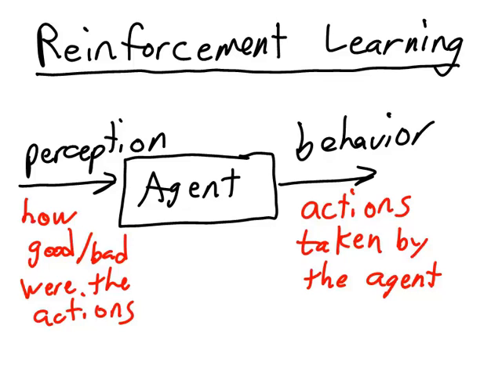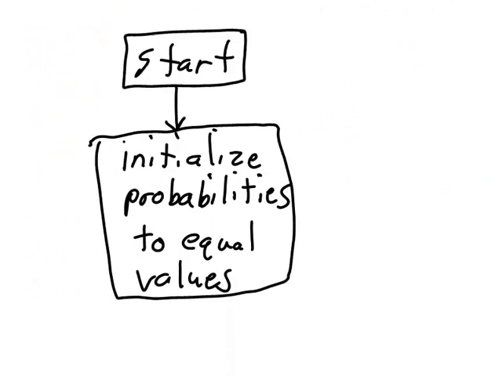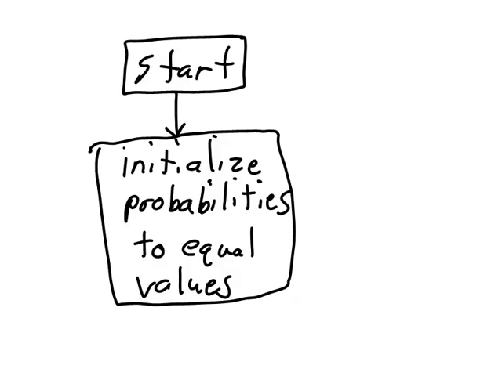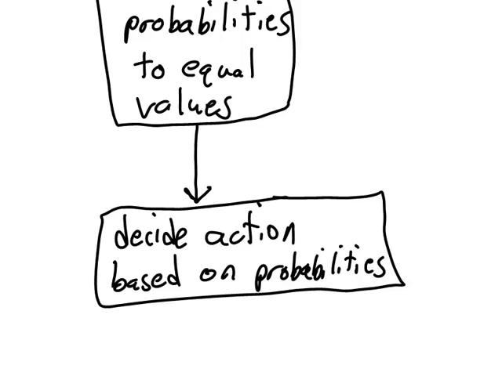Initially, the agent will randomly choose which behavior to take. Let's write this in the form of a flowchart. When the agent's learning algorithm begins, the probabilities for each possible action that the agent could take are set to equal values. In other words, every action that the agent could possibly take is equally likely to be chosen by the agent.